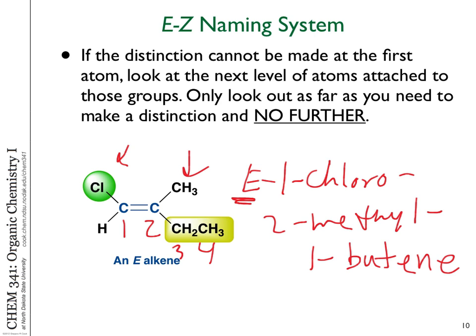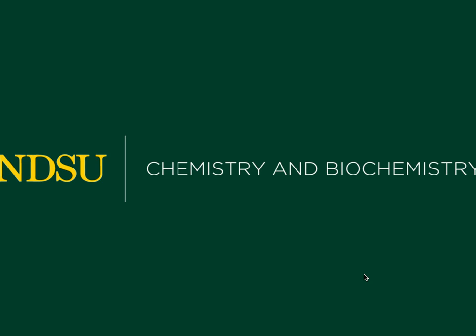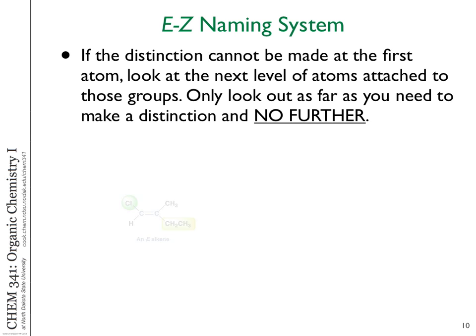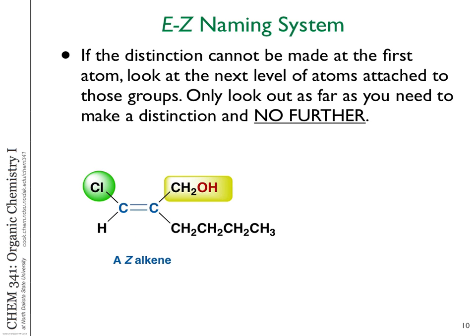Any other questions on that one? Let me show you another one. Okay, take a look at this one. Okay, this happens to be a Z alkene. A Z alkene. Because the 2 highest priority groups are on the same side of the double bond.